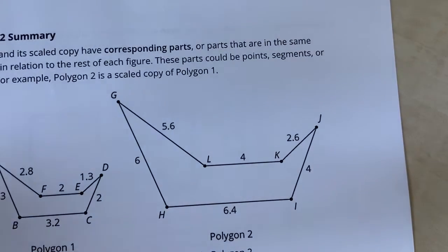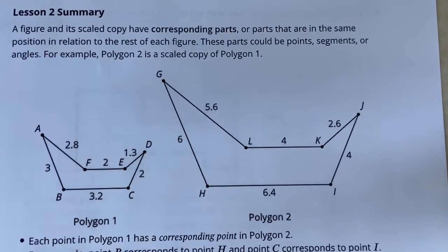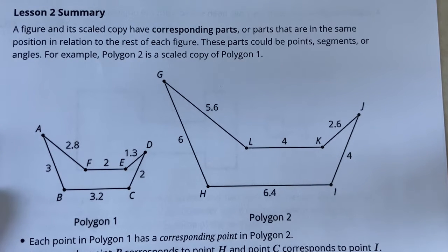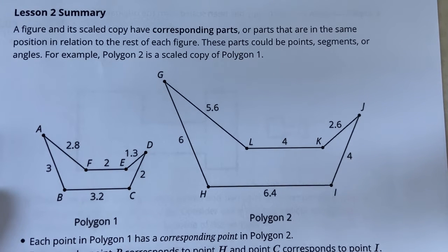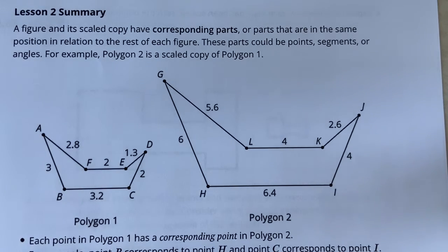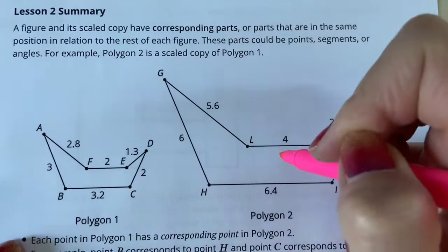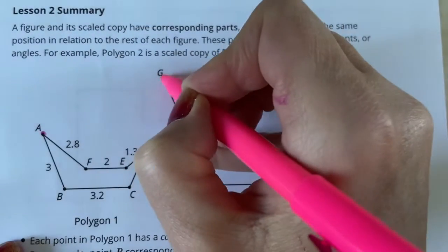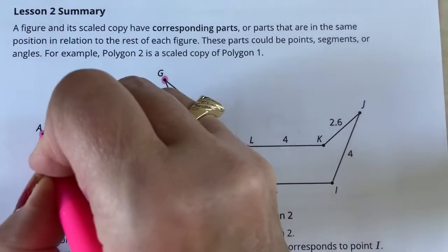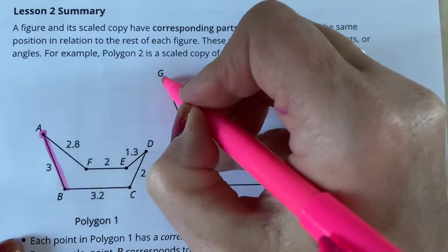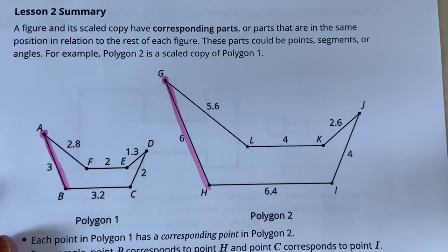Sorry, wrong page. Now, I just want to go over the lesson summary. So that's what it's telling you. So just to make ourselves 300% clear on it. All right, so it says a figure and its scale copy have corresponding parts, or parts that are in the same position in relation to the rest of the figure on the other figure. Okay, they can be points, they can be segments, they can be angles, but they have to be in the same position. So if I were looking at these two, angle A matches with angle G, okay? Side AB is in the same position as side GH, okay?